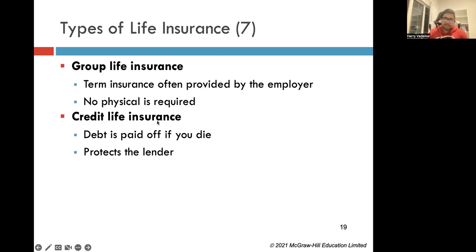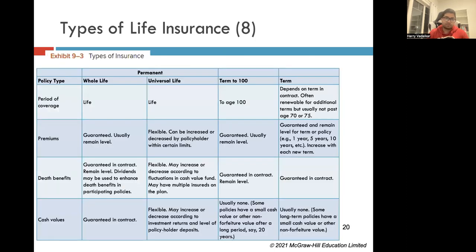There is also credit life insurance. So debt is paid off if something happens to you. It protects the lender, not you. The money is not paid to the family, the money is paid to the bank. Maybe it is credit card debt or mortgage debt that you can buy insurance on. Okay. Any questions so far?